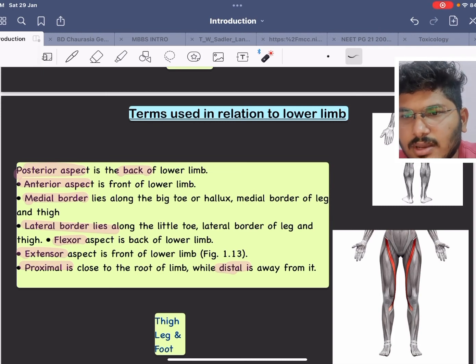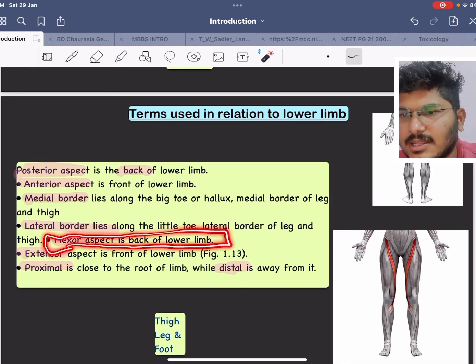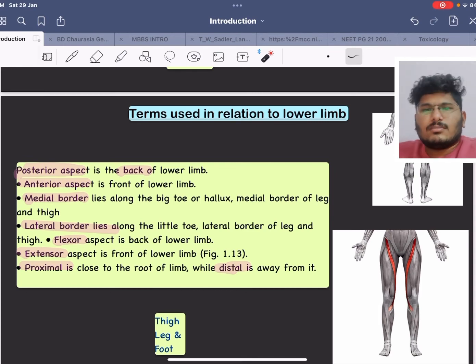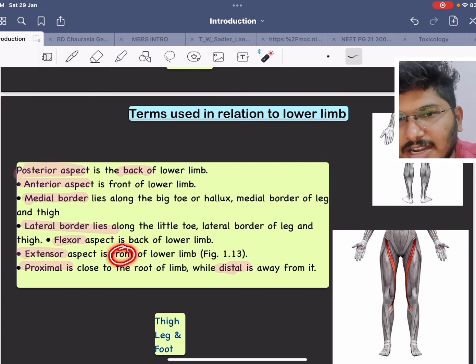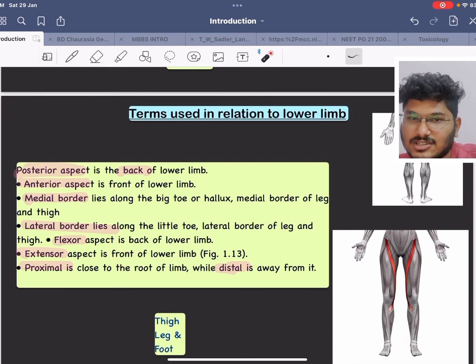Next, the flexor aspect is the back of the lower limb. Why are the flexor and extensor aspects different between the upper limb and lower limb? This is because of the difference in the rotation of the upper limb and lower limb during embryogenesis. The upper limb rotates laterally like this and the lower limb rotates medially. Therefore these surfaces, the flexor and extensor surfaces, became opposite for the upper limb and lower limb. So the extensor surface is the front part, because the action called extension is related to the front surface.